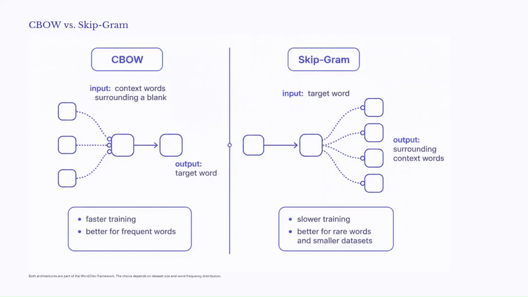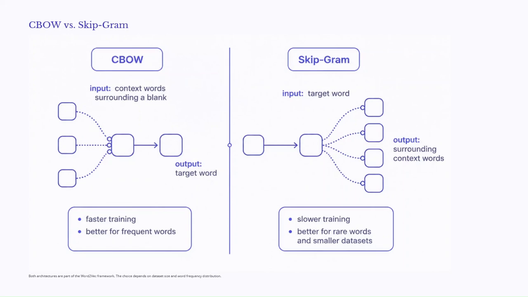So what happens is, if you give one word and search for that word in the particular context, this may have slower training, but when from the context you search for the target word, that has faster training. So CBOW is better because it has faster training and is better for frequent words. Skipgram has slower training and is better for rare words and for smaller data sets.